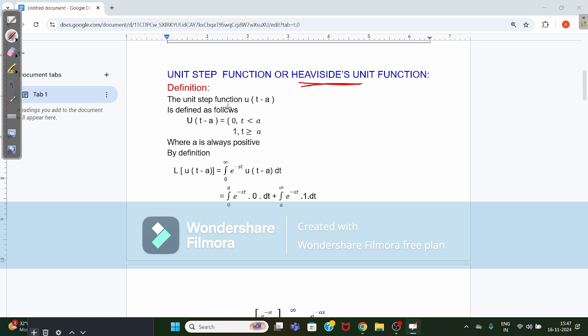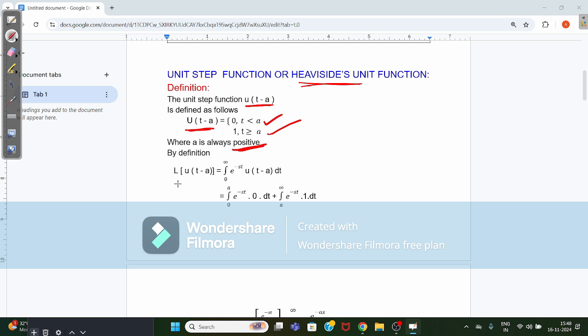This is the unit step function u of t minus a. u of t minus a is defined as follows. u of t minus a is equal to 0 if t is less than a and 1 if t is greater than or equal to a, where a is always positive. Okay, a is always a positive integer.